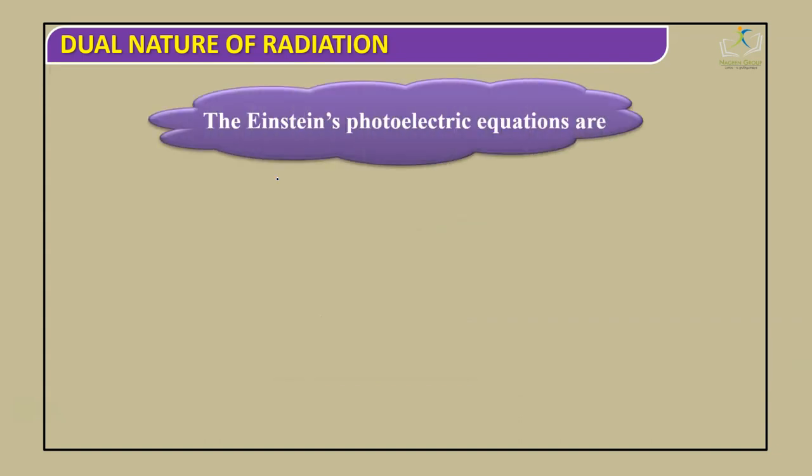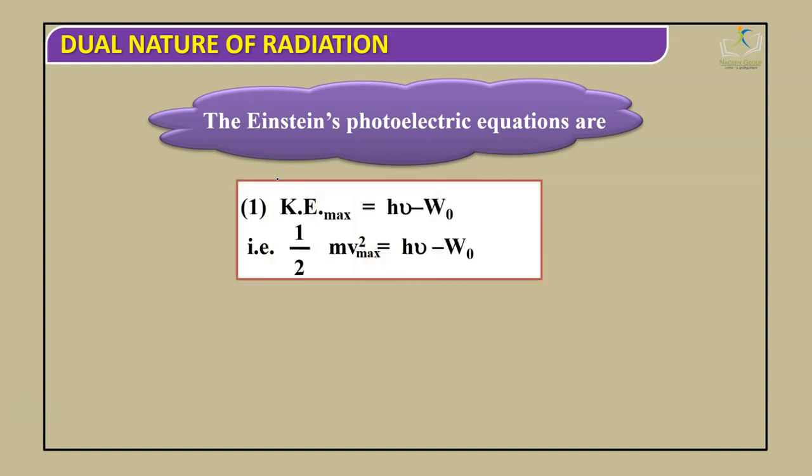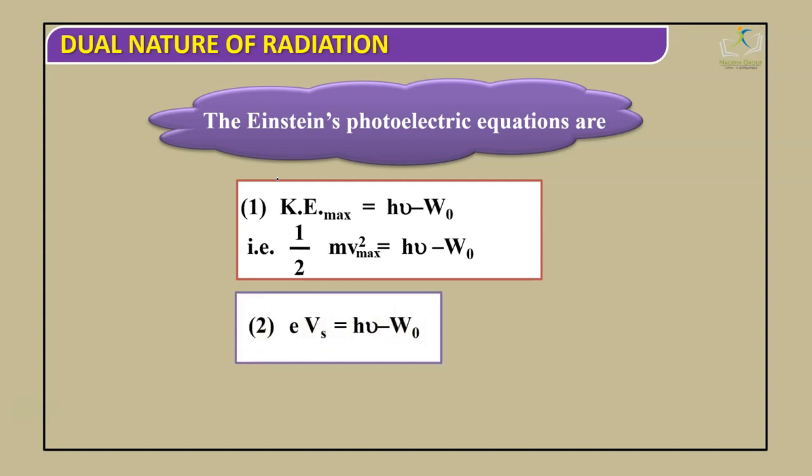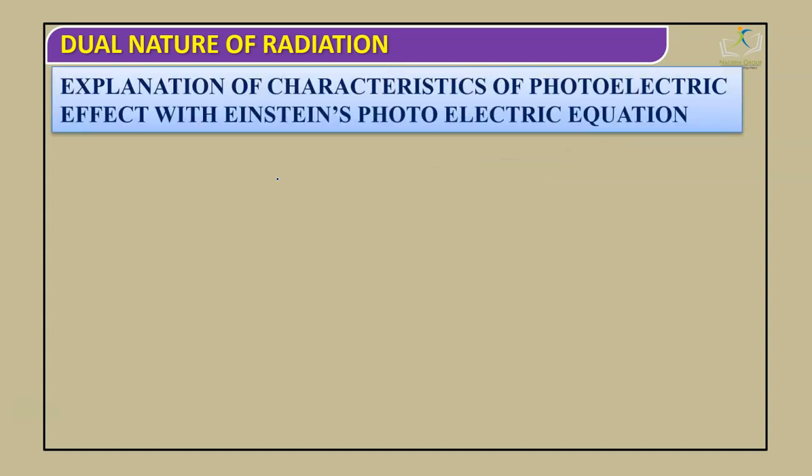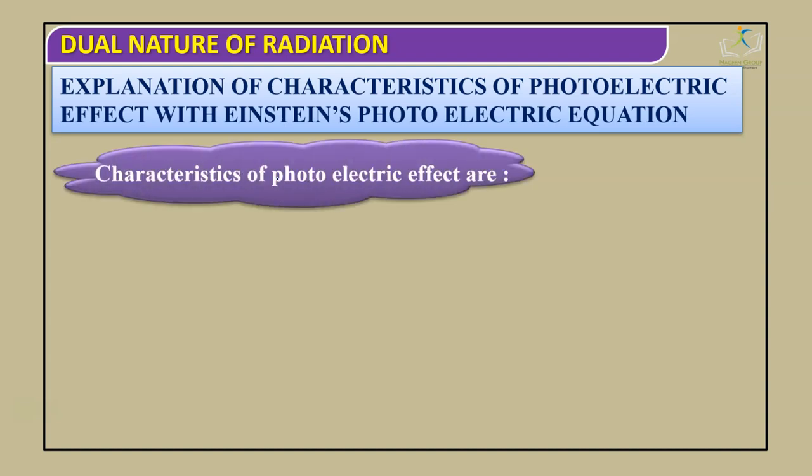The photoelectric effect equations given by Einstein are these. First, kinetic energy maximum is equal to hν minus W0, or we can say half mv² is equal to hν minus the work function W0. Second equation, eVs is equal to hν minus the work function. Now, the explanation for the characteristics of the photoelectric effect with Einstein's photoelectric equation.